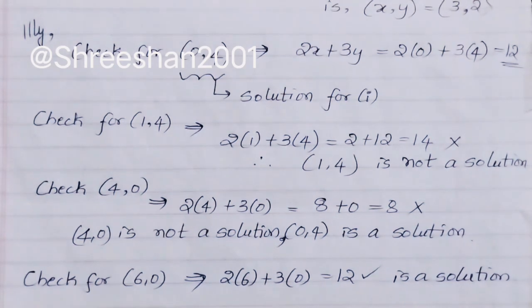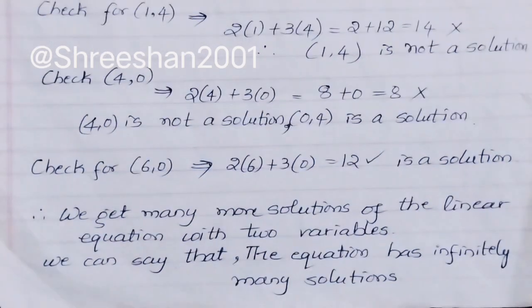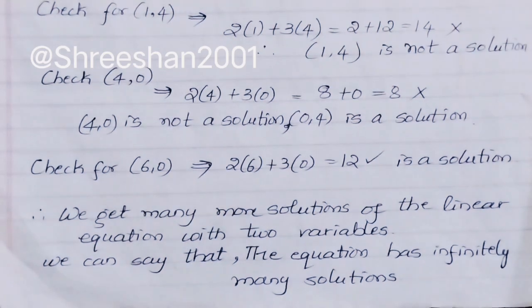Now looking at these examples, we have so many solutions here, right? In a linear equation containing only one variable, we have only one solution. But a linear equation containing two variables has many solutions. We can get many more such solutions for the linear equation with two variables. So we say that the equation has infinitely many solutions. Infinite solutions may be possible for such linear equations containing two variables.